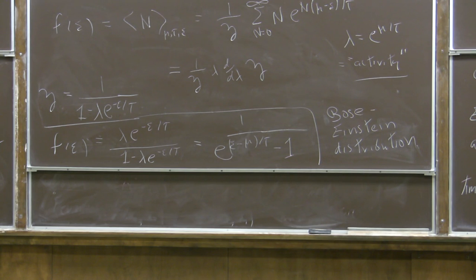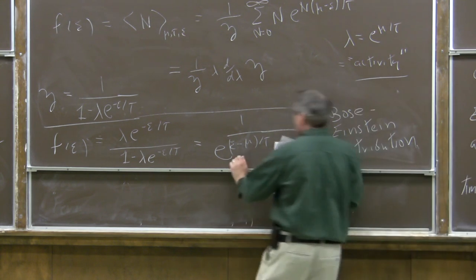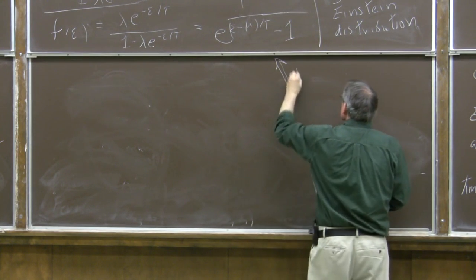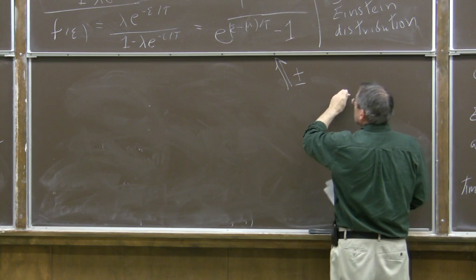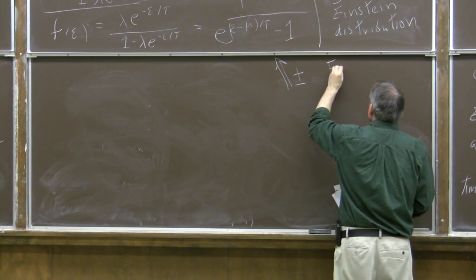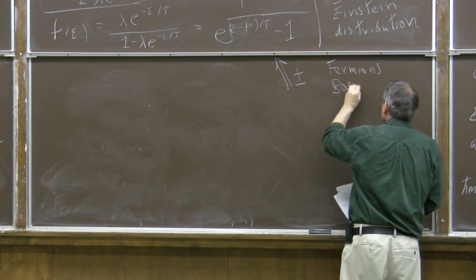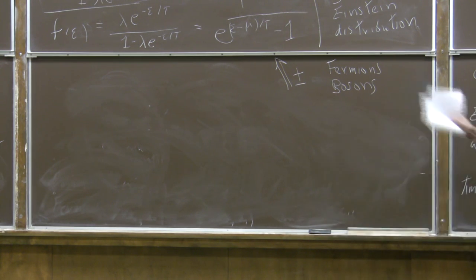Yeah, there's this very important sign in the denominator. In the distribution function, it will be plus or minus 1. And the plus will be for fermions, and the minus for bosons. Kind of confusing because everywhere else so far I've talked about minus signs for fermions and plus signs for bosons, but this time it's the other way around. Don't get confused about that.